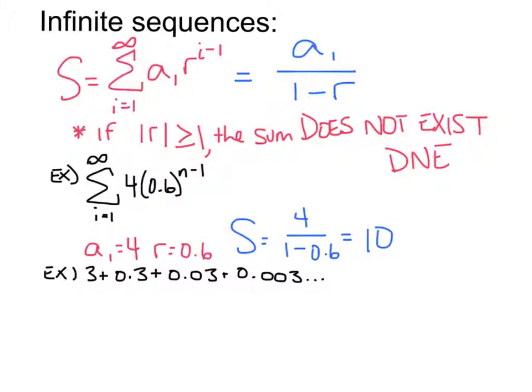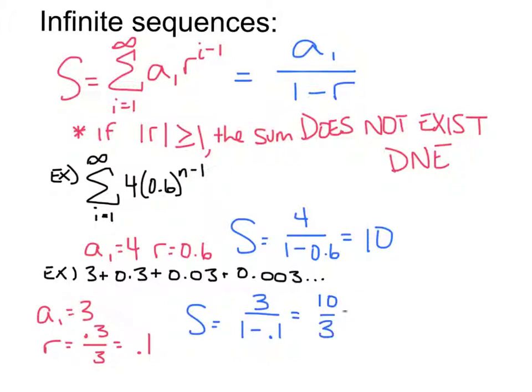So I need to know a sub 1, well my first term is 3, and the r I can find by taking the second term divided by the first, 0.1. So the sum is equal to my first term divided by 1 minus 0.1. As a fraction, this will come out to 10/3, or 3 1/3, or 3.3 repeating. That's how we'll do the sum of infinite sequences.